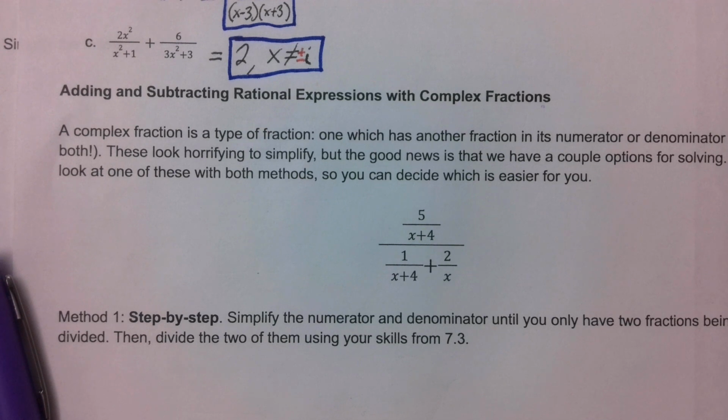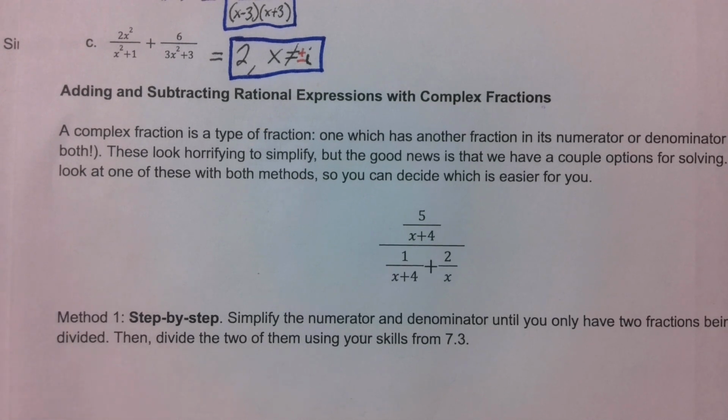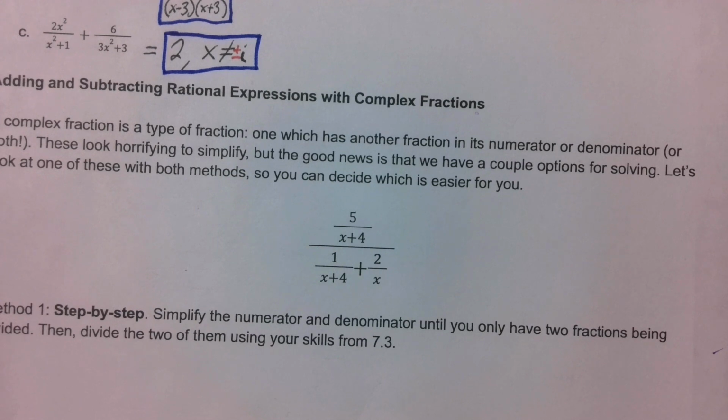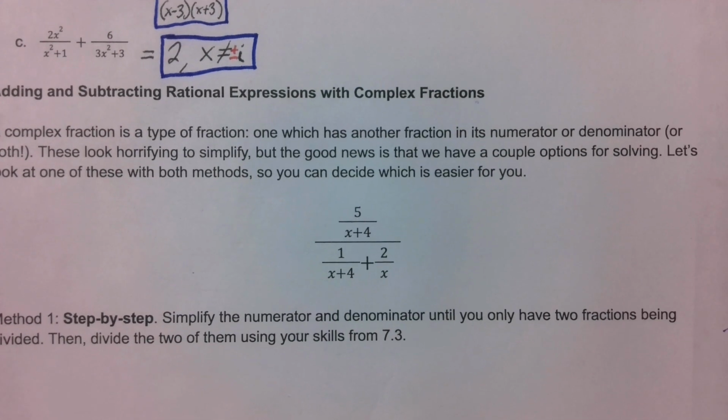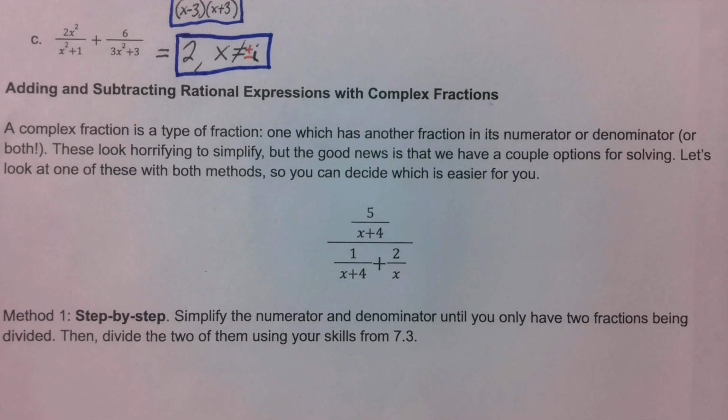Last but not least, we're talking about adding and subtracting rational expressions with something called complex fractions. Oh boy. This is where we put together dividing fractions and adding and subtracting fractions. We're not going to learn any new things other than what a complex fraction is. But I am going to show you two methods of tackling them. So, a complex fraction is a type of fraction that has more fractions in its numerator or its denominator.